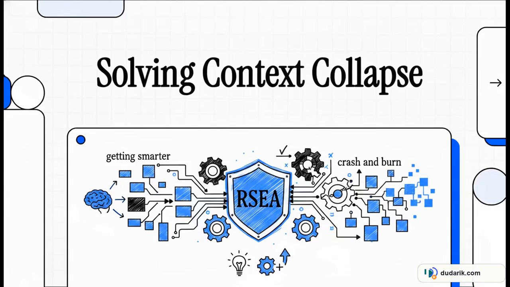Welcome to today's Explainer. We're going to dive into a fascinating and, let's be real, incredibly frustrating problem in AI right now: why self-evolving agents often just crash and burn when deployed in the real world. More importantly, we're looking at a brand new framework called RSEA that completely fixes this issue.